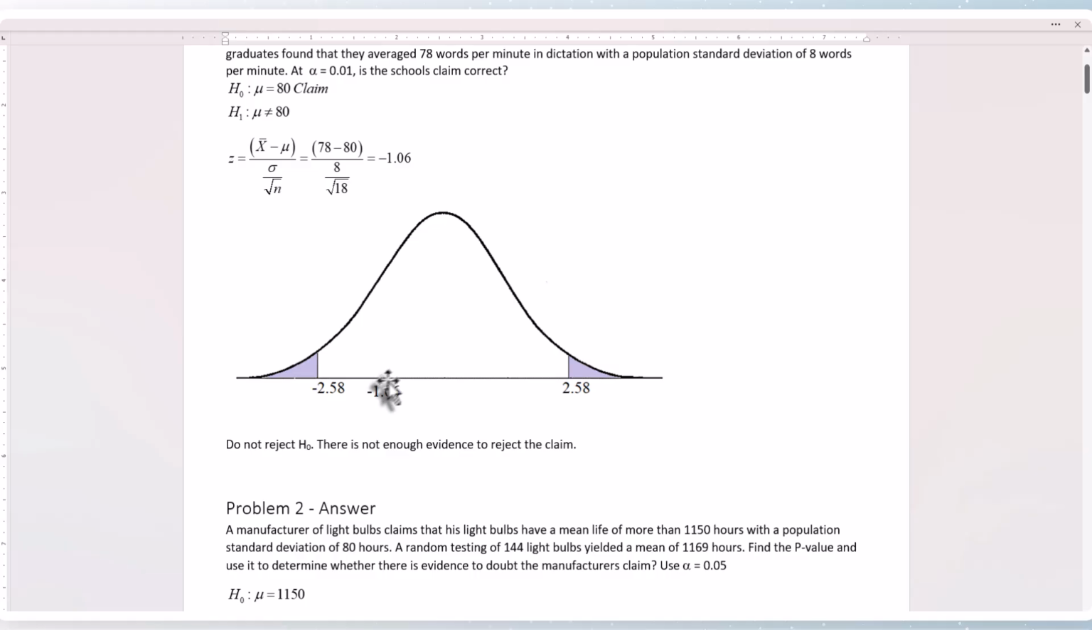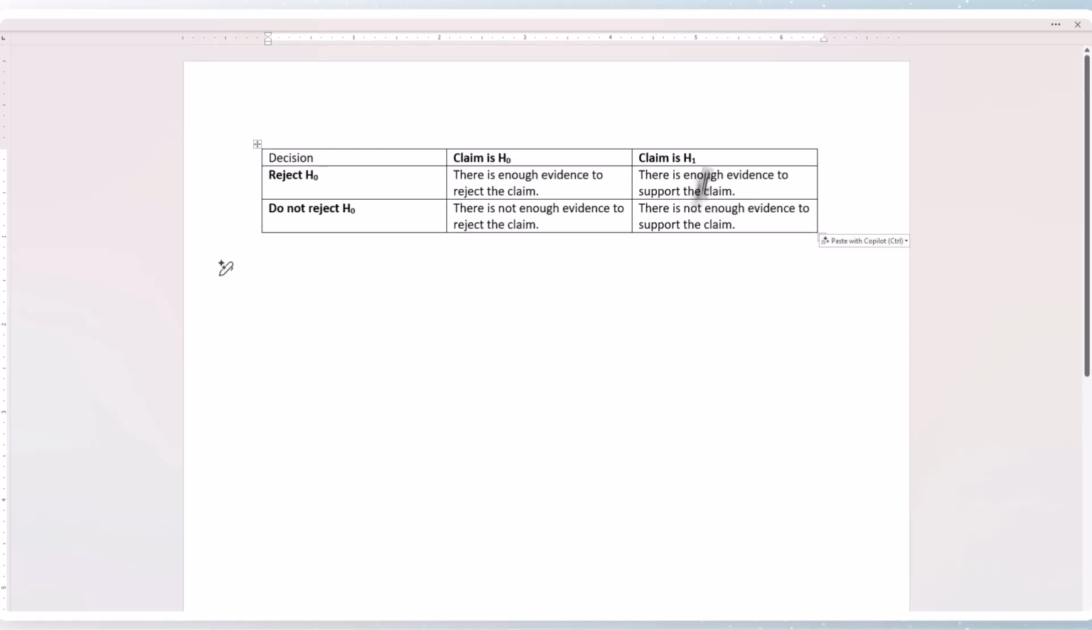That's going to fall short. It falls between the two critical values. So we do not reject H naught. Let's write out the summary. So the summary, remember the claim is H sub 0. We do not reject it, so we select this option. There is not enough evidence to reject the claim.